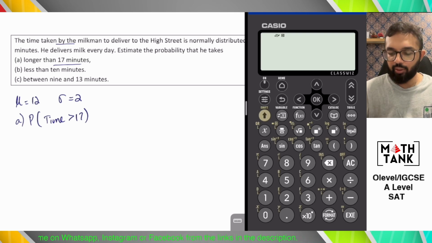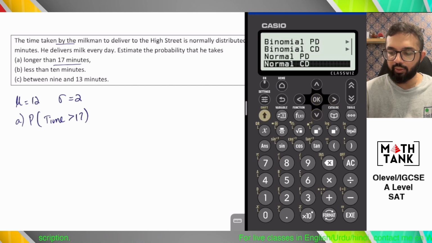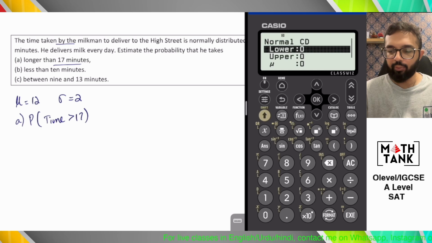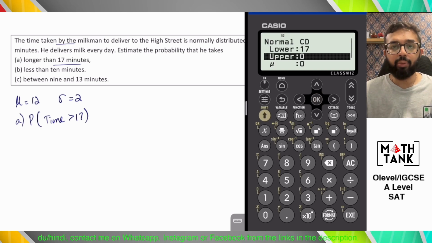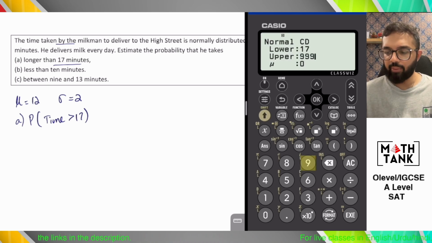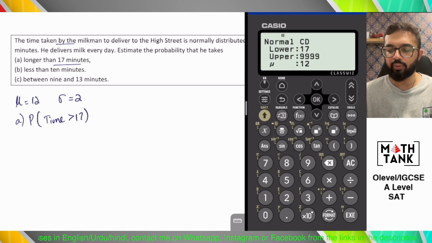Okay, so what I will do is I will go to my calculator and go to distribution and go to normal cumulative distribution. Now I want my lower value to be 17 and I want all values above 17. Okay, what do I type in upper? This is my choice. The idea is to have a very large number up here so that it takes account of all the probabilities. So I'm going to type a couple of nines and say that this is what I want the upper to be. It could technically be infinity as well, it doesn't matter, but any reasonably large number should work as well.